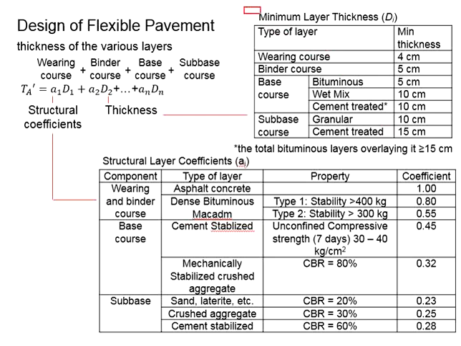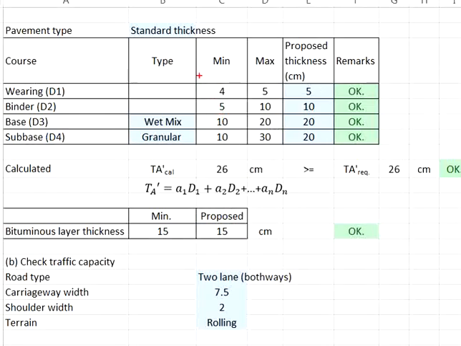Check those values against the minimum layer thickness: 4 cm, 5 cm, 10 cm, and 10 cm. This is well in line with the standard thickness. Now you may propose the thickness for different road layers. Make sure the proposed thickness falls within the range of minimum and maximum thickness. If it is going beyond the thickness or less than the proposed thickness, the pavement is considered to fail.